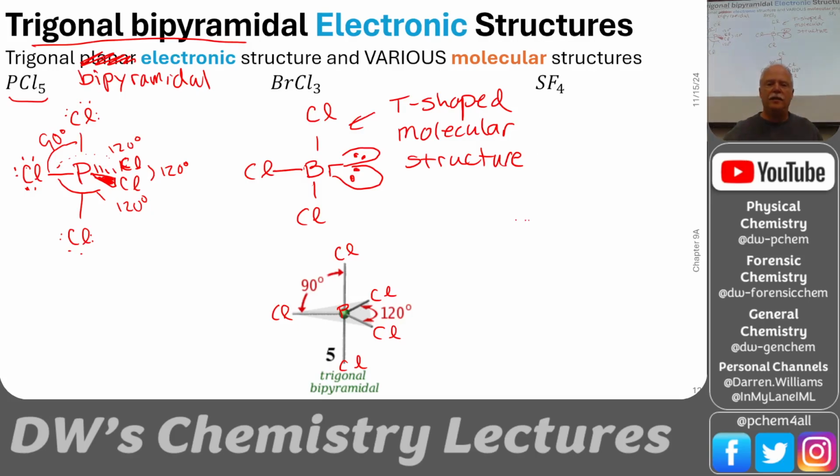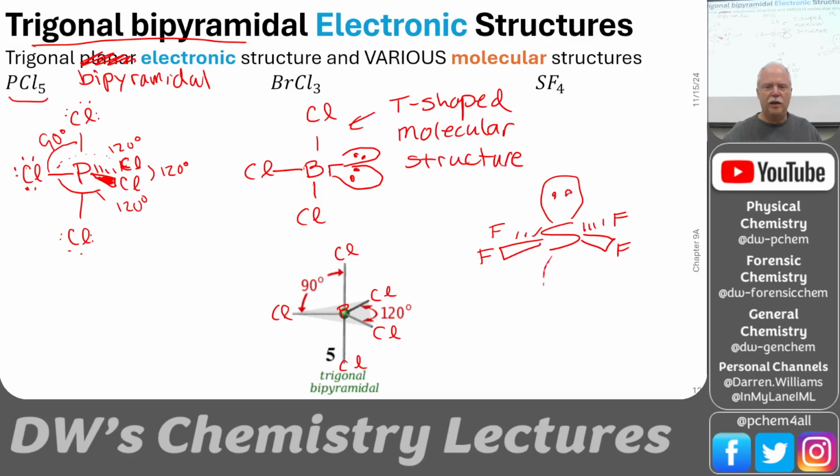SF4 is going to be square planar. So you have the S in the middle, and you end up with, I'm going to draw the wedges and dashes, F, F. And then up top, we've got a lone pair, and down below, we've got a lone pair. So it ends up being a square planar molecule.